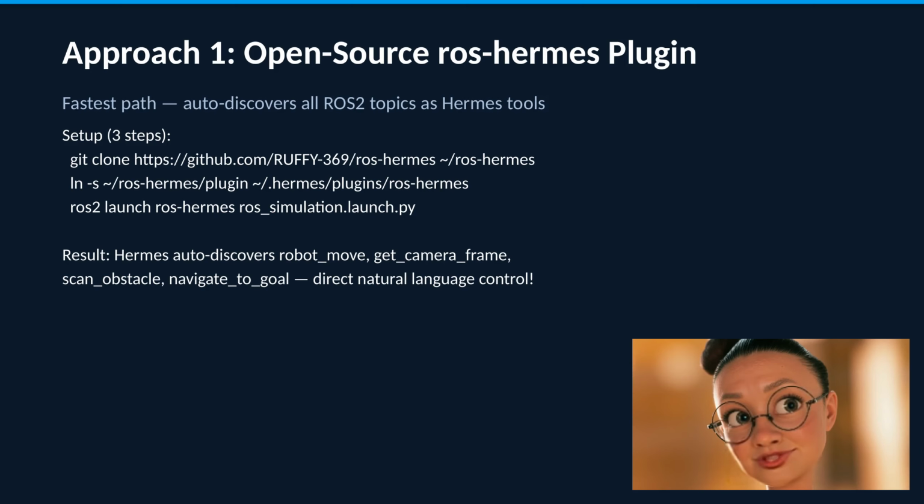Now for implementation. Approach 1 is the open-source ROS Hermes plugin, the fastest path. It is community-built and auto-discovers all ROS2 topics as Hermes tools. Setup takes 3 steps. Clone the repository, symlink the plugin directory, and launch. The result, Hermes automatically discovers robot move, get camera frame, scan obstacle, and navigate to goal. You get direct natural language control of simulated robots.